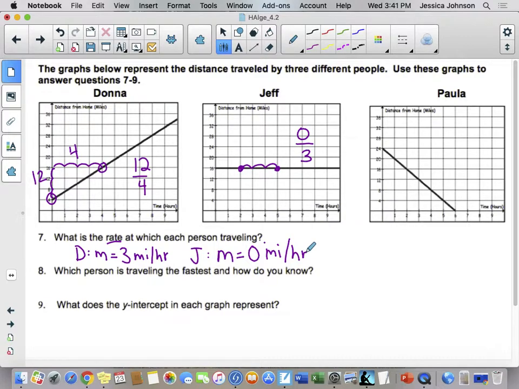And our last person, Paula. Okay, again, I'm going to find 2 nice points. Be careful, again, about the intervals. My y-axis was counting by 4s, so I actually went down 4, negative 4, and over 1. Negative 4 over 1 simplifies to a slope of negative 4. So Paula's slope is negative 4 miles per hour.